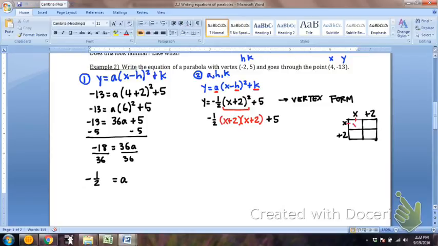X times x gives you x squared. 2 times x gives you 2x. 2 times x again gives you 2x. And 2 times 2 is 4. So this becomes x squared plus 4x plus 4. Is that what you guys are getting? I'll pause for a minute.